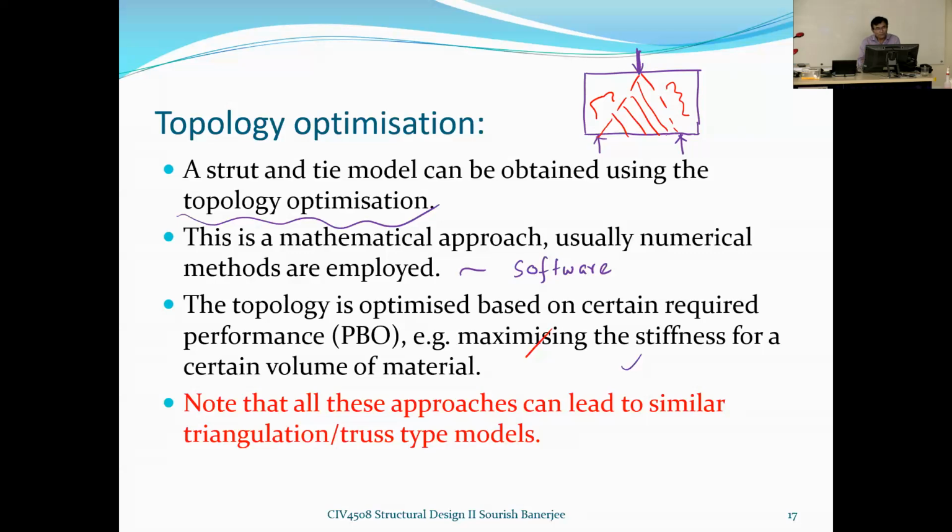Okay. So that's the optimization problem, and that's the topology. It means we are trying to optimize the topology, which is our optimized topology in this case. Note that all these approaches can lead to similar triangulation or truss type models. This is very important. You can use different approaches and come up with a very similar solution, and that's what we find in reality.